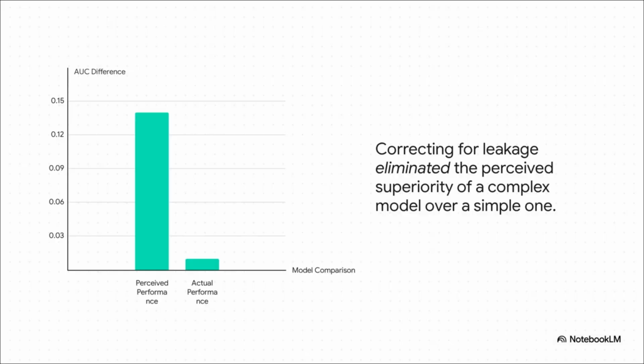This chart right here shows you just how massive the drop-off can be. It's from a model that was trying to predict civil wars. So on the left, you see the perceived power of the complex model. The bar is high, looks pretty impressive, but that was with a data leak. Once the researchers fixed it, look at the bar on the right. That's the actual performance. The advantage almost completely vanished. The supposedly brilliant model was barely better than a simple coin flip. All of that intelligence was just an illusion.